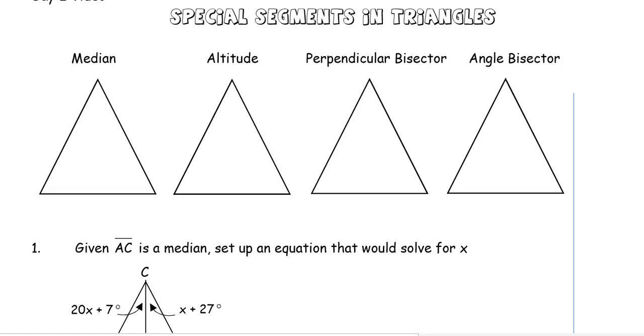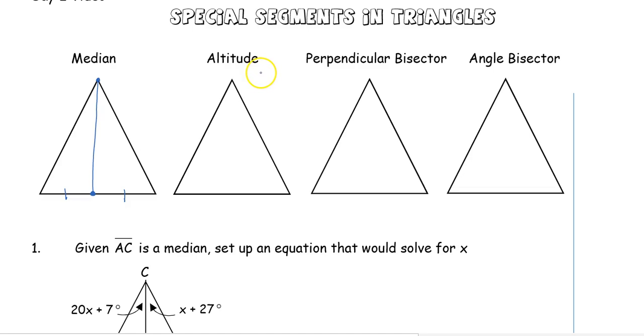Today we're going to start looking at special segments within the triangle. Our first special segment is the median. The median is going to go from the vertex of your triangle down to the midpoint of the opposite side. So if I have the midpoint right here, the midpoint divides your segment into two congruent segments. So your median connects the vertex to the midpoint of that opposite side. Again, the midpoint is going to create two congruent segments.